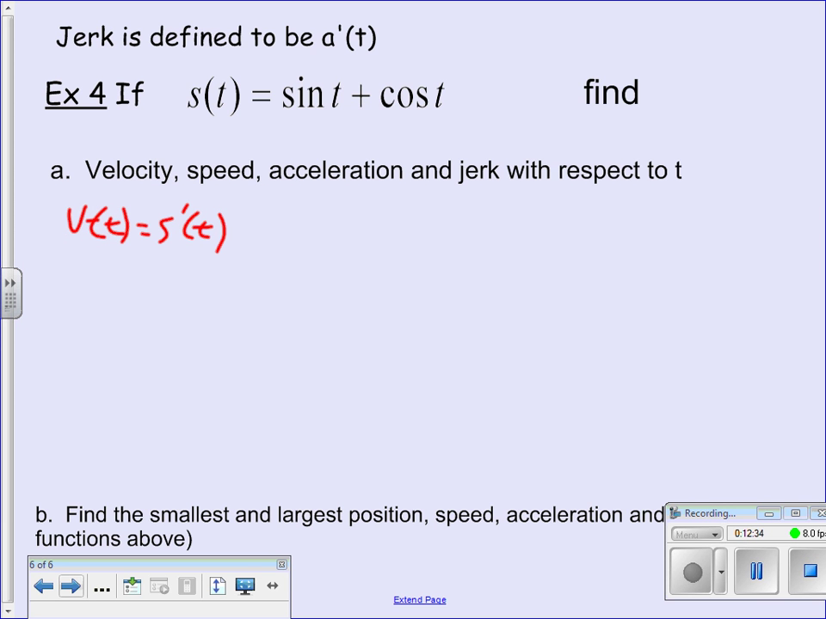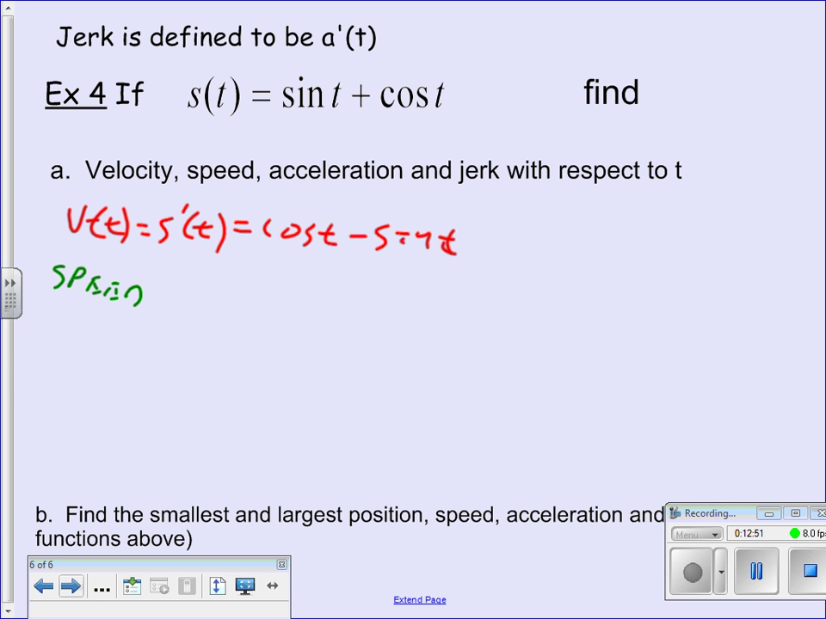So I take the derivative of sine, cosine. So I get cosine t minus sine t. Okay. Now that's velocity.